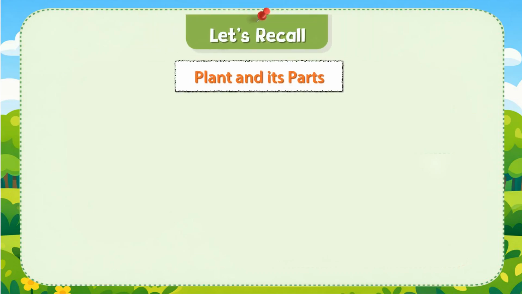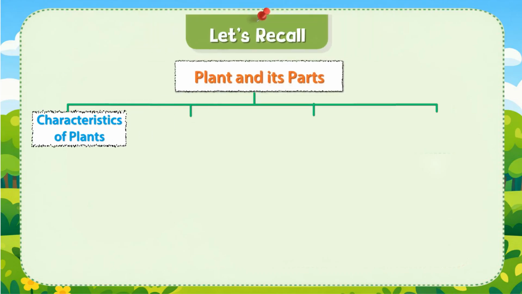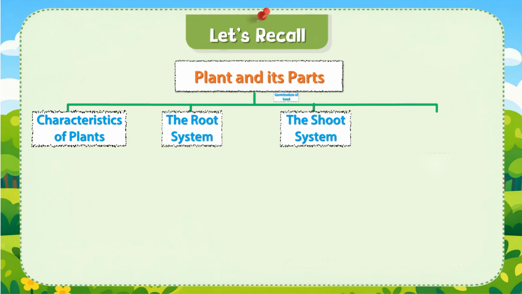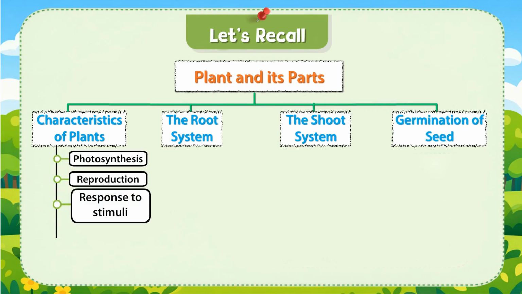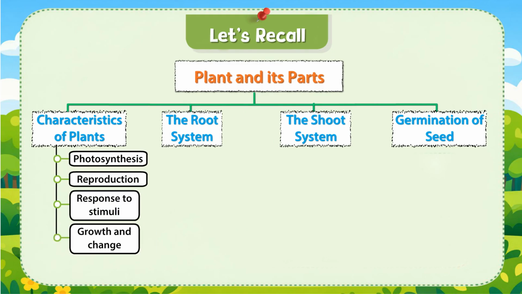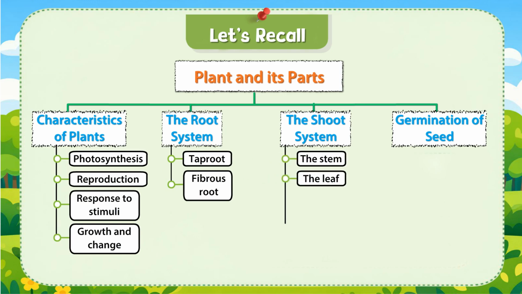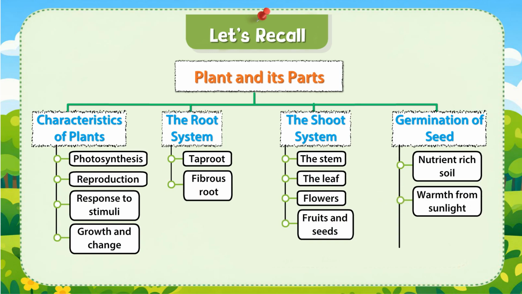Let's recall plant and its parts. Characteristics of plants: the root system, the shoot system, germination of seed, photosynthesis, reproduction, response to stimuli, growth and change, taproot, fibrous root, the stem, the leaf, flowers, fruits and seeds, nutrient-rich soil, warmth from sunlight, water, air.